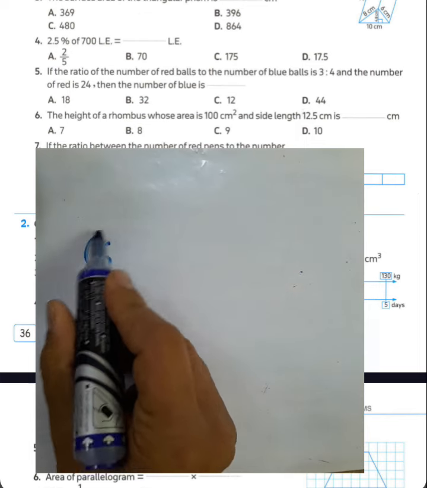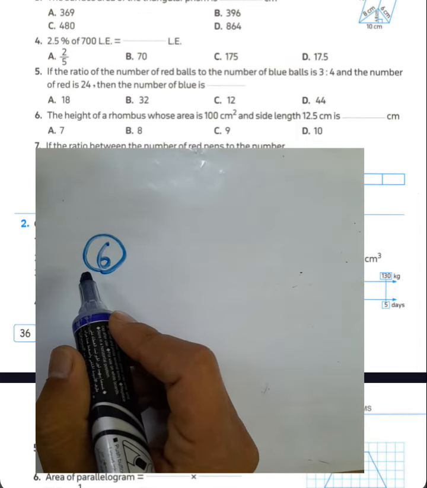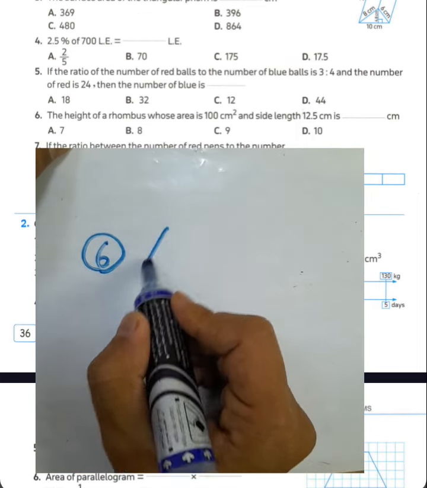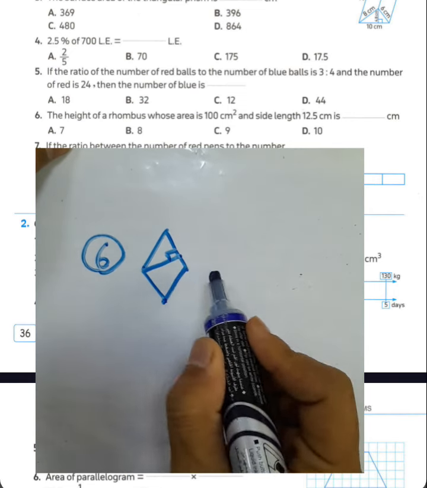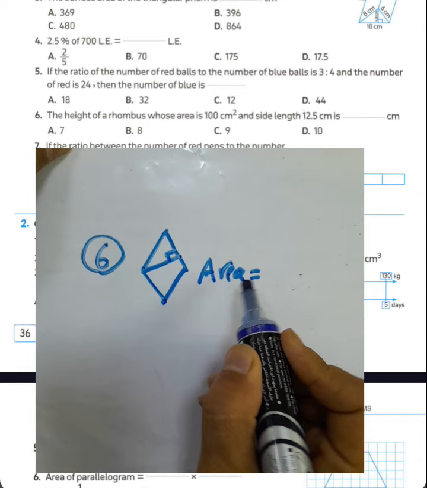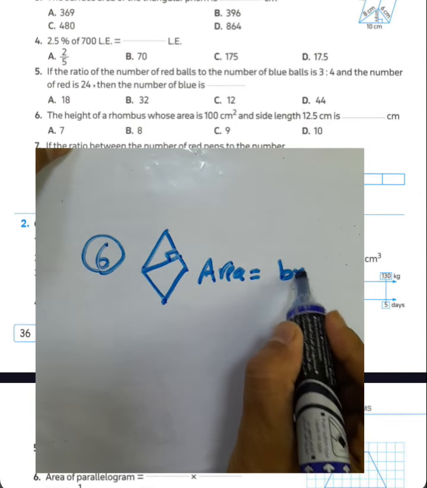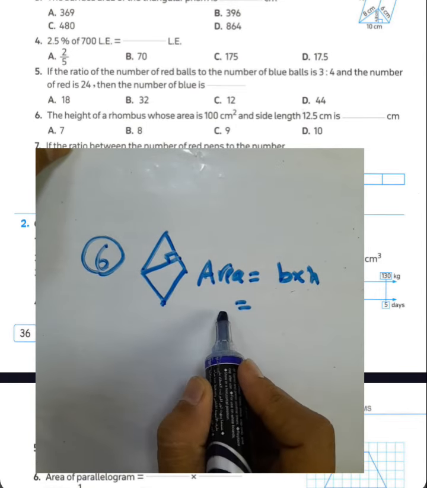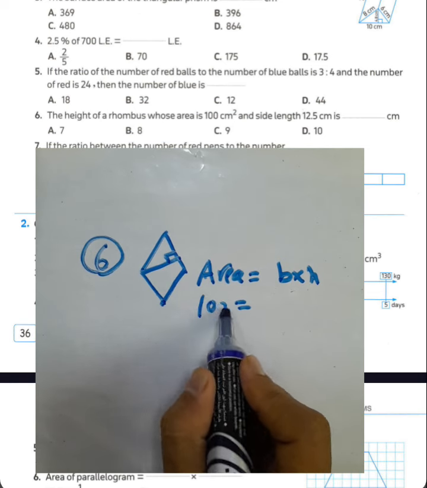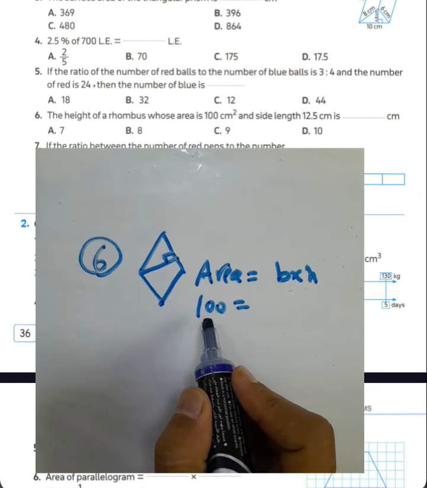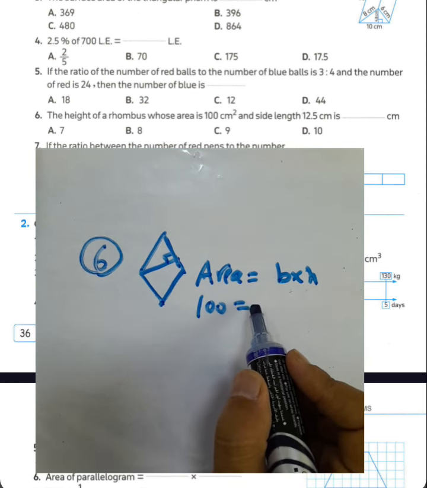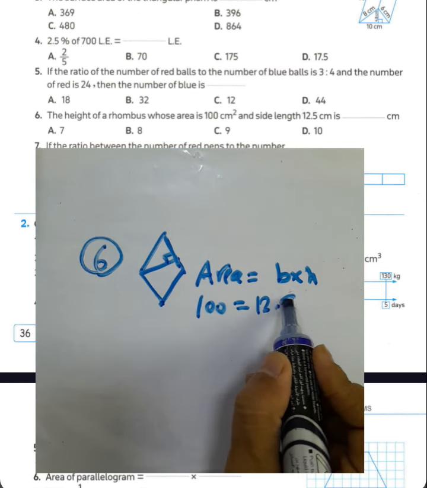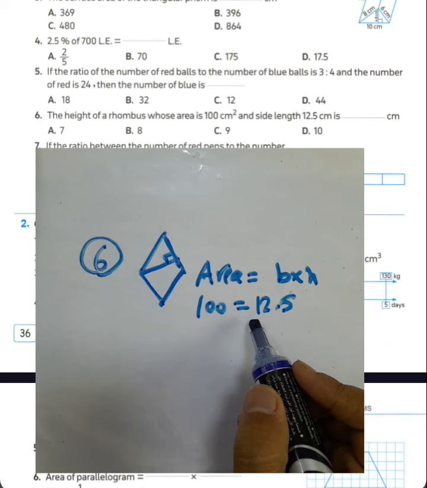Question number 6. The height of a rhombus whose area was 100 square centimeter. We have a rhombus. He gives us the area, and we know area equals base product by height. He gives us the area was 100, and the side length here means the base. Okay, base was the side length 12.5. He wants to find the height.